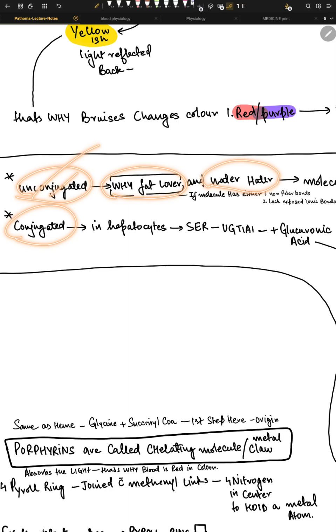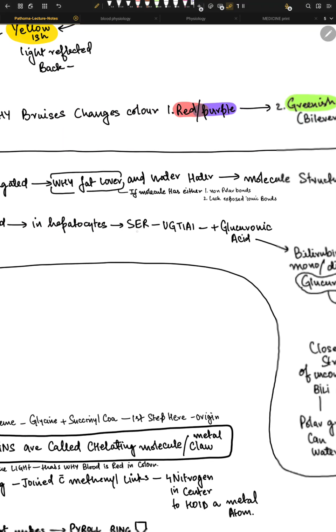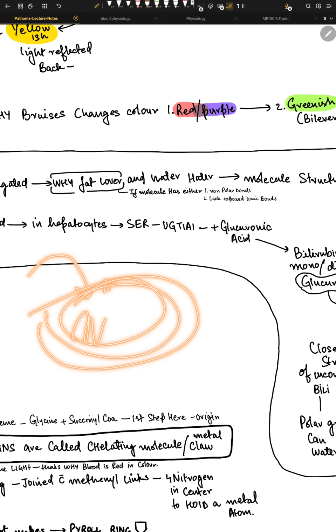The other thing is, what is conjugated bilirubin? In hepatocytes we have something called smooth endoplasmic reticulum. These smooth endoplasmic reticula are the storage sites of a lot of enzymes. Why is it smooth? Because they don't have the granules that are present on the rough endoplasmic reticulum. Now, endoplasmic: endo means inside, plasma means the plasma of the cell, the cytoplasm of the cell. So they are present inside the cell.